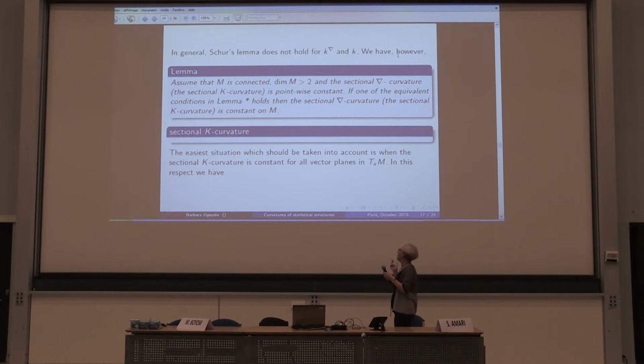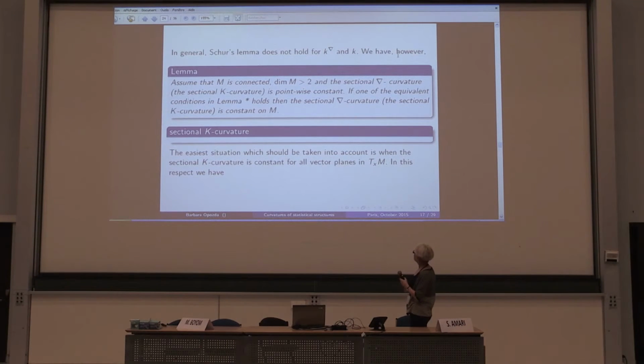What is nice, maybe non-trivial, is that in general, Schur's lemma doesn't hold for these two curvatures, the sectional nabla curvature and the sectional K curvature. However, we have some situations when it holds. For instance, assume that M is connected of dimension greater than 2, and the sectional nabla curvature or the sectional K curvature is pointwise constant. If one of the equivalent conditions in lemma star holds, then the sectional nabla curvature or the sectional K curvature is constant on M.